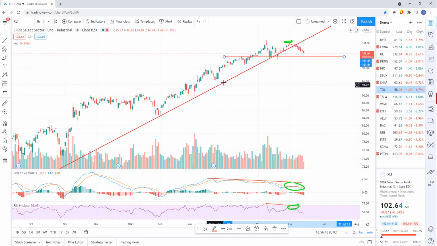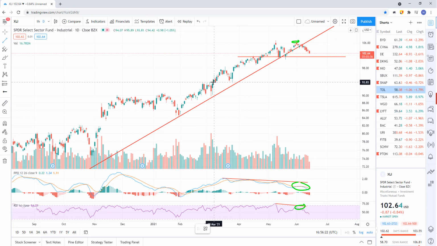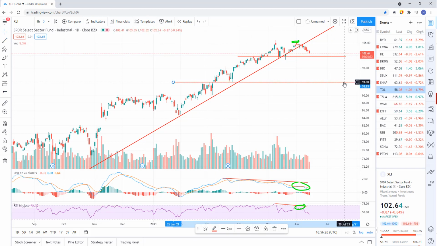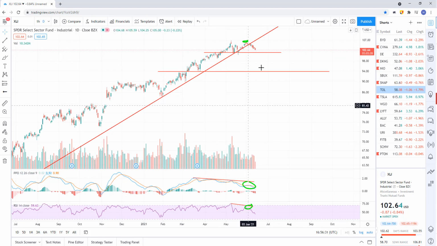But I still think we're likely heading much lower on these. Next level support looks to be right about there, and we'll mark that out. That's about 93.90. So those are our two levels that I'm really going to be watching right now. I think it's likely we're going to break right through this level, maybe stall out just sideways for a day or two, and then continue lower.